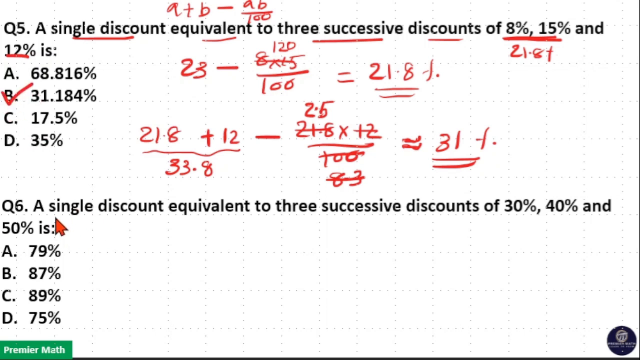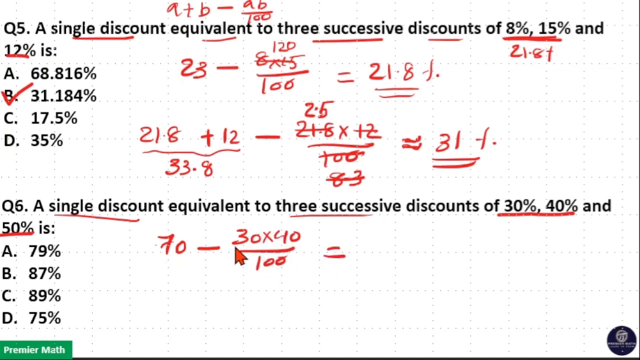Same way, a single discount equivalent to 3 successive discounts of 30% and 40% and 50% is. Here take 30 and 40 first. 30 plus 40 is 70%. 70 minus 30 into 40 divided by 100 is, this is 1200 by 100 is 12. 70 minus 12 is 58%. So this is 58%.